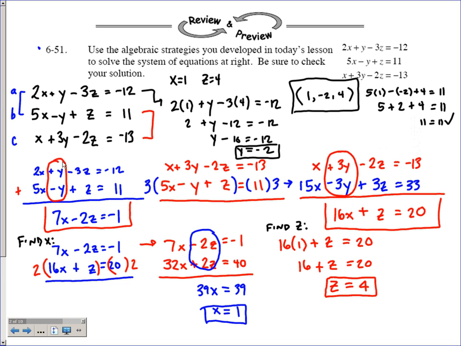So there's a lot of work involved. I probably showed a little bit more than is absolutely necessary, but you know, sometimes it's better to be safe than sorry. Organizing your work is very important here, making sure you're writing large enough that you can read your own writing, and showing your steps. Like when I multiply each part of the equation by a number, I want to make sure I label that. So if I made a mistake, I can go back and find it. Answer, once again, the point 1, negative 2, 4. So these planes will all intersect at that exact point.